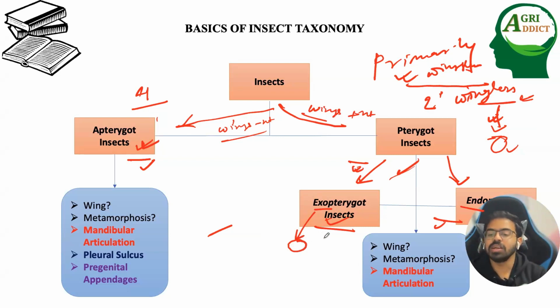what do you mean by externally developed wings or internally developed wings? That is my question. Everyone tells wings originated internally, wings originated externally, but what do you mean by that external or internal matter? Can anyone answer it?